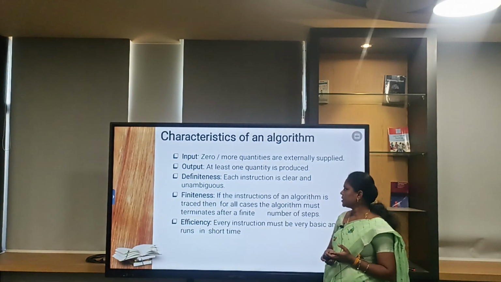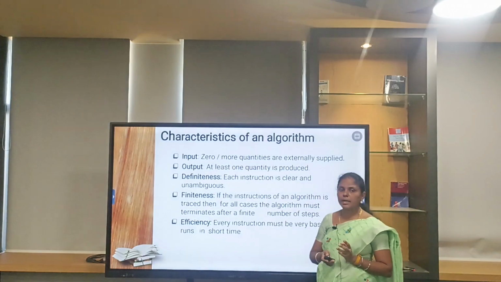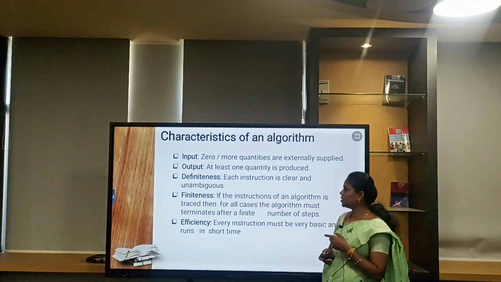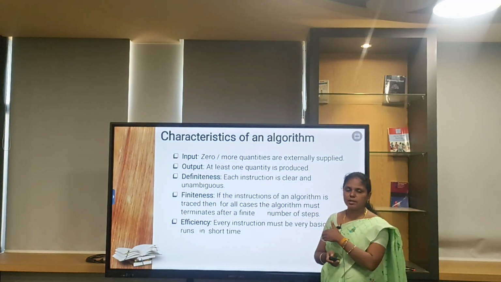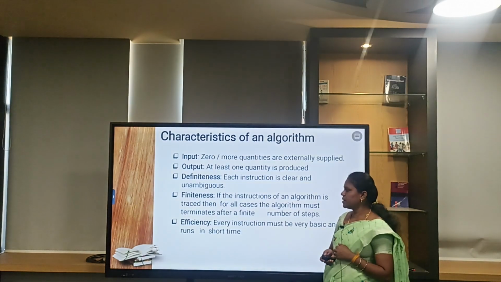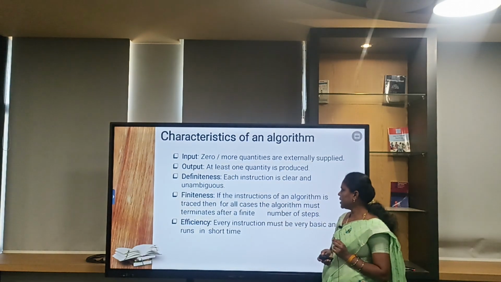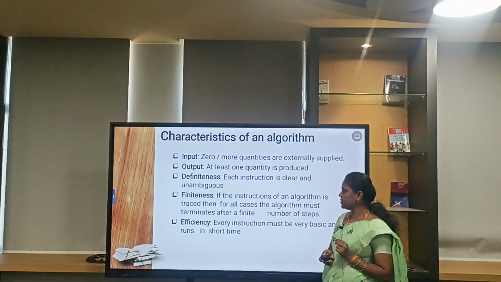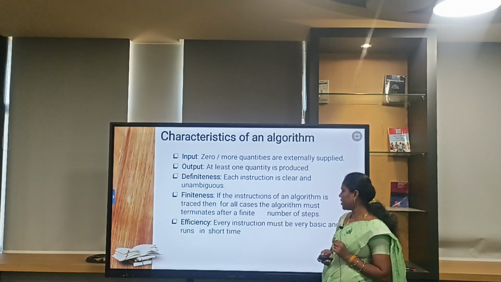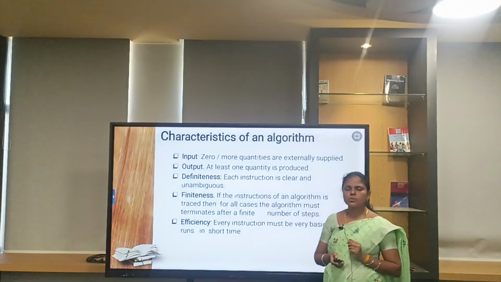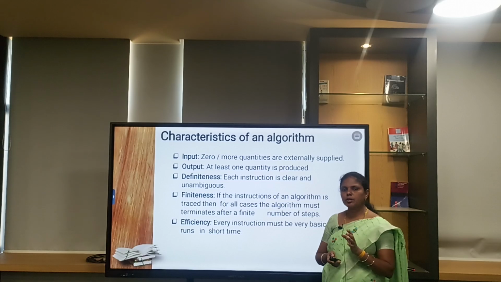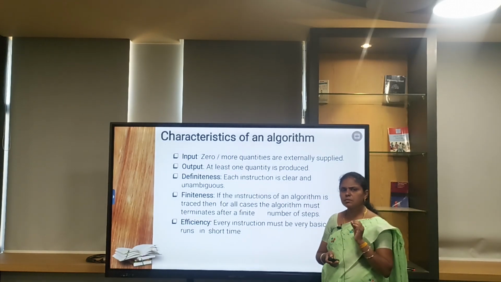And definiteness: each instruction is clear and unambiguous. These two terms we discussed entirely in the introduction part. Instructions should be clear and unambiguous, meaning you define your problem without confusion. That is definiteness. Finiteness: if the instructions of an algorithm are traced, then for all cases the algorithm must terminate after a finite number of steps. So if you are writing an algorithm for a particular problem, it must have some termination.